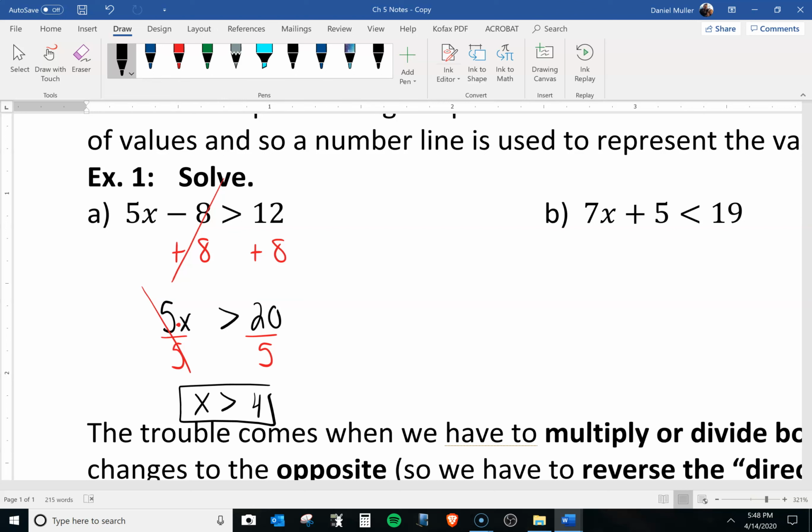Now it's good to also write just what that is in a sentence. X is more than 4. And again, there's no equal sign there. So that's what we have. X is more than 4. Or x is greater than 4 is how we often will say that.